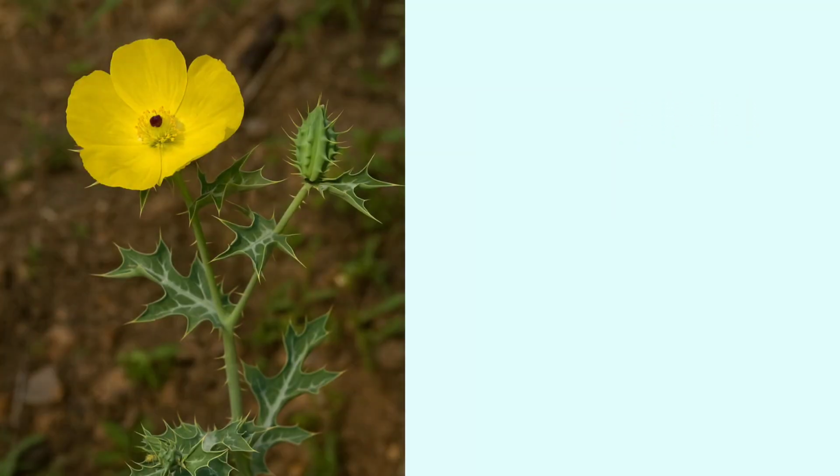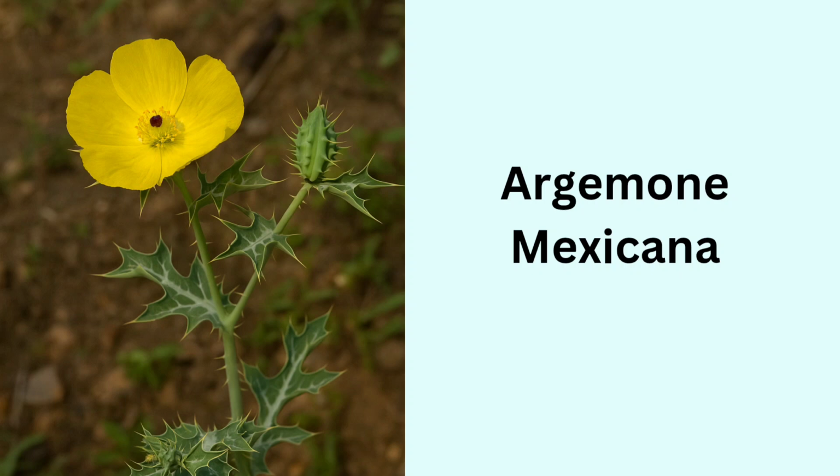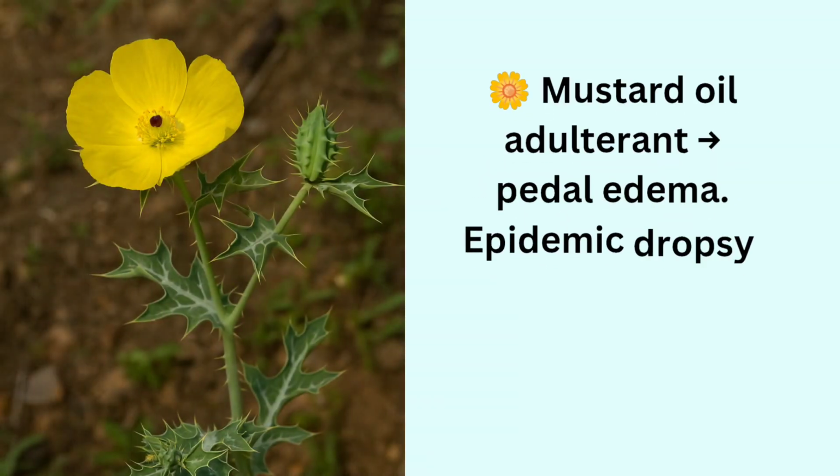So the last one, a very important one. This is Argemone mexicana. It has spiny leaves with a bright yellow flower, like a yellow cup. This causes epidemic dropsy and pedal edema. The yellow poppy-like flower is Argemone mexicana, and it has a toxin, sanguinarine, causing epidemic dropsy. It is a very classical image question, and also it is an adulterant of mustard oil.